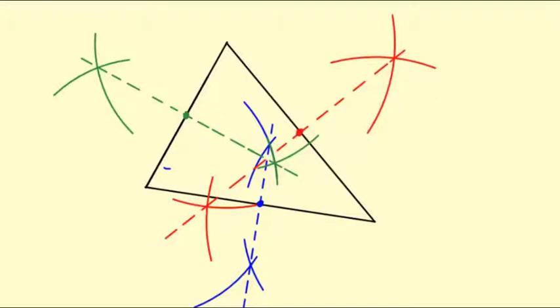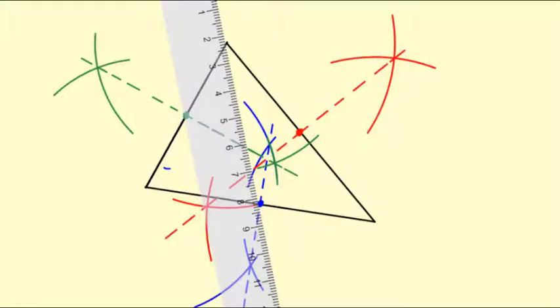Now you may notice that these three perpendicular bisectors all intersect at this point, and this point is called the circumcenter. But the circumcenter isn't really what this video is about. It's a byproduct of constructing the perpendicular bisectors, but what we are really interested in are the three midpoints, here, here, and here. So now let's use our straight edge and construct our medians.